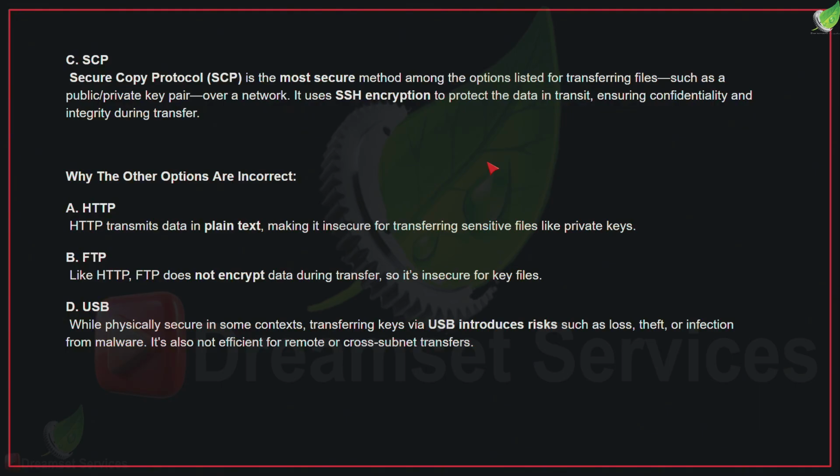A. HTTP. HTTP transmits data in plain text, making it insecure for transferring sensitive files like private keys. B. FTP. Like HTTP, FTP does not encrypt data during transfer, so it's insecure for key files. D. USB. While physically secure in some contexts, transferring keys via USB introduces risks like loss, theft, or infection from malware. It's also not efficient for remote or cross-subnet transfers. Therefore, the correct answer is C.